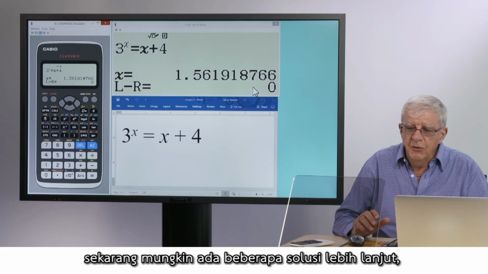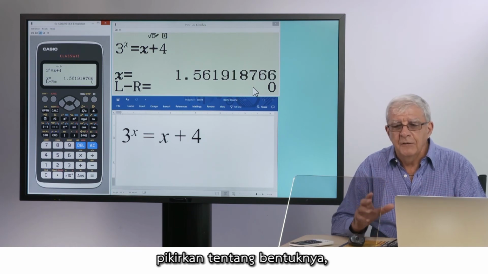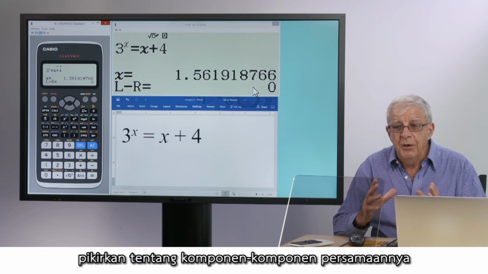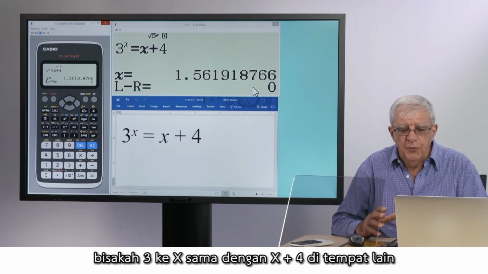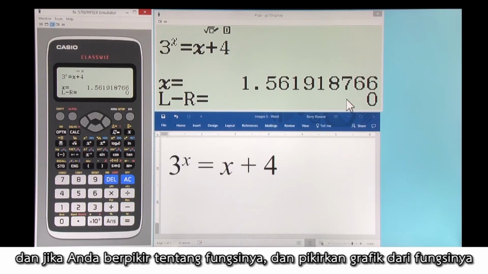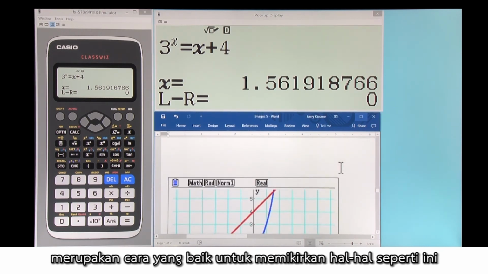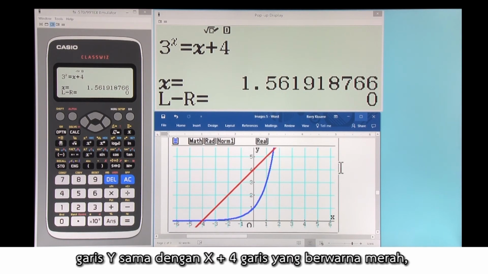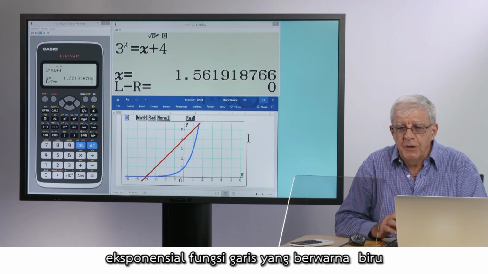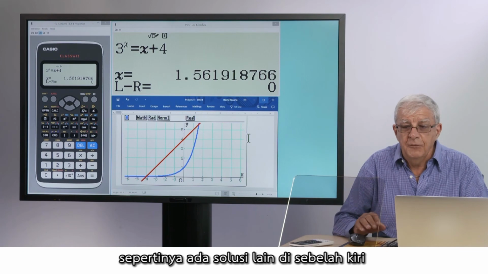Now there might be some further solutions. So students need to think about the equation and think about its form, think about the components of the equation. Could 3 to the x be equal to x add 4 anywhere else? And if you think about the function and think about the graphs of the function, which is a good way to think about these things, like so. The line y is equal to x add 4 is the red one. The exponential function is the blue one. It looks like there's another solution somewhere to the left of the origin.